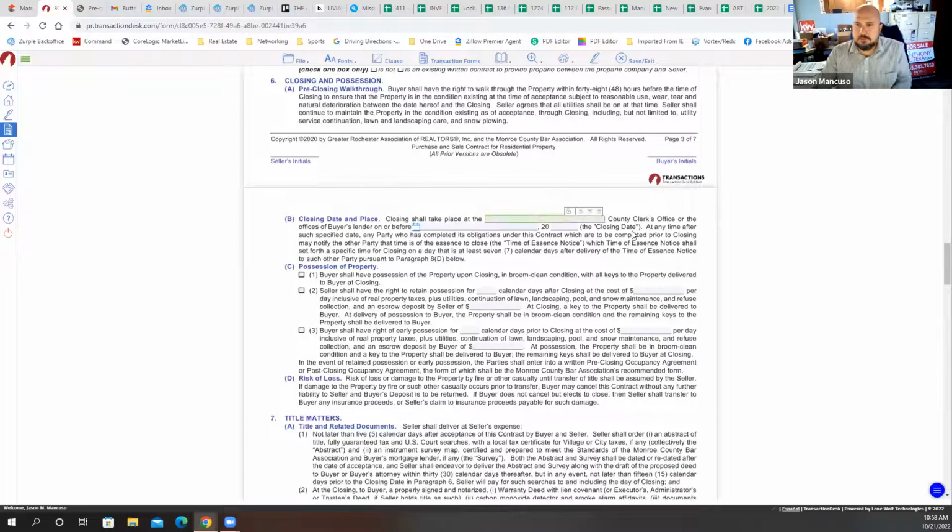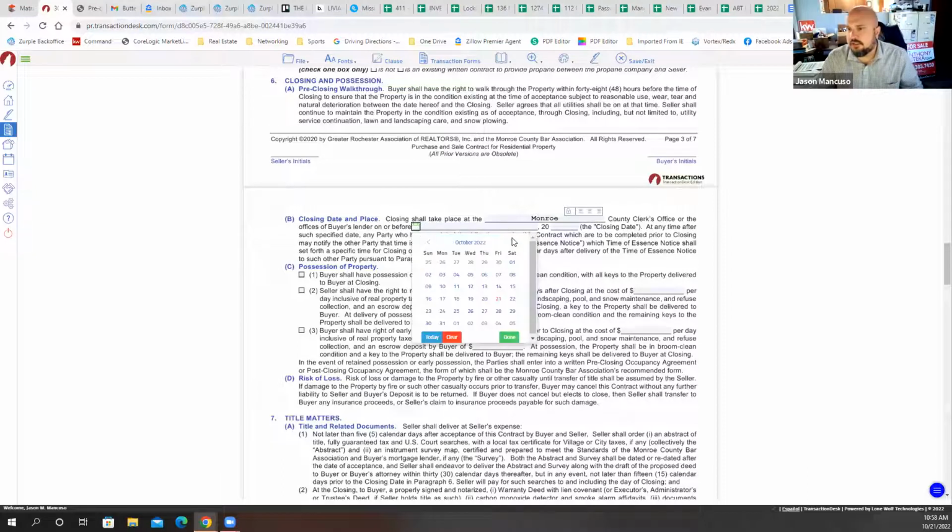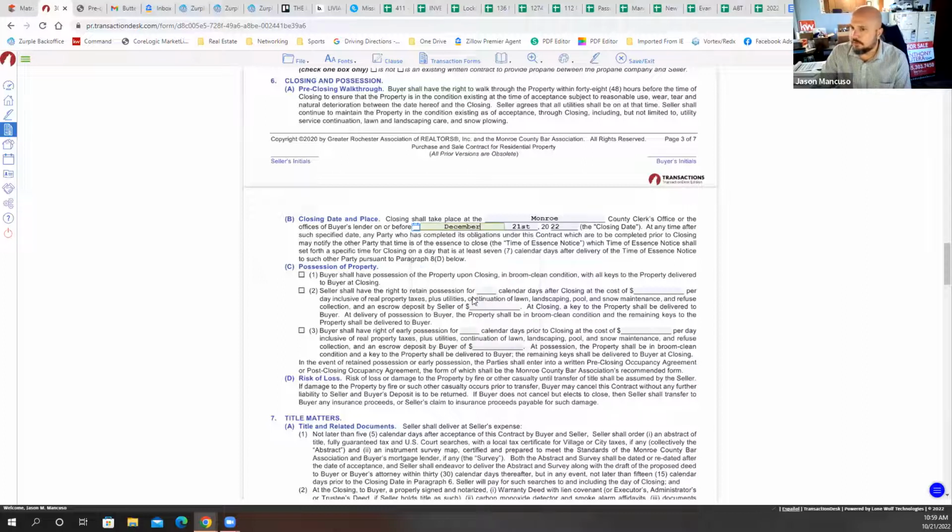Okay. Closing date. We're going to use Monroe County, depending on what county it's in. And a 60-day closing period. 45 to 60 days is most common. It's pretty easy to use this calendar feature here. November 21st would be the first 30 days, and then December 21st would be 60 days. If you want to do 45, you're 2 weeks earlier than that, approximately December 7th. We'll just do a 60-day closing.